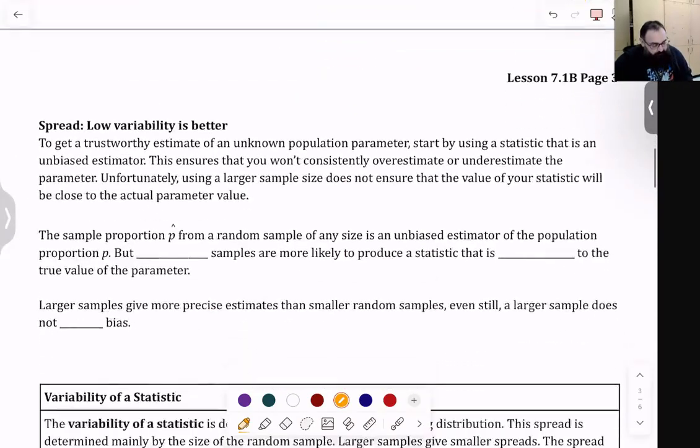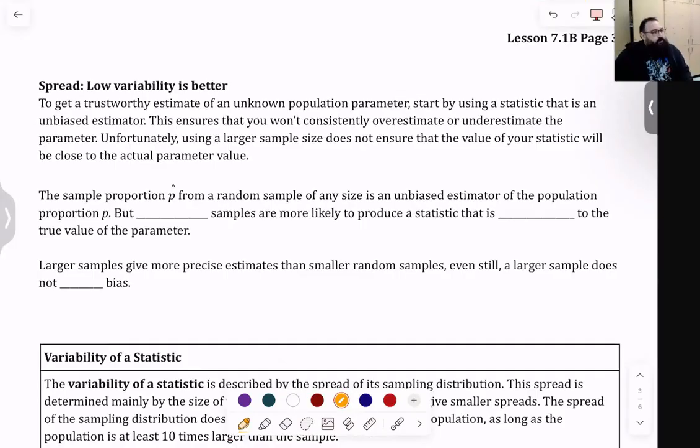Okay, let's move on. So the next thing we're going to talk about is spread. And another word we talk about with spread is variability. So to get a trustworthy estimate of an unknown population parameter, we start by using a statistic that is an unbiased estimator. So in this case, we'd want to use x bar, the sample mean. That's a good thing to use. The sample range is not a good thing to use because it's biased, but we will use x bar. And this ensures that you won't consistently over and underestimate the parameter.